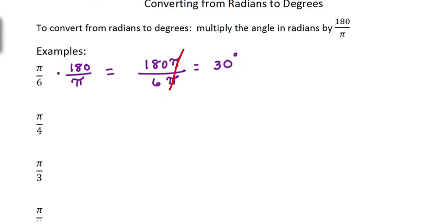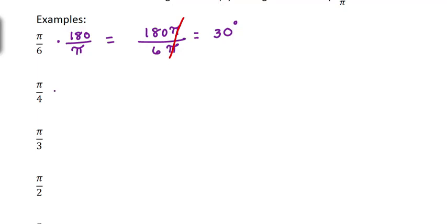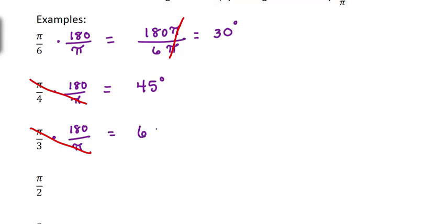So when we convert pi over 4, I bet you know that we're going to get 45 degrees. Now, as you're getting faster, you can say, well, these pi's are going to cancel. I'm going to have 180 divided by 4, so that's going to be 45 degrees. Pi over 3 times 180 over pi. Pi's are going to cancel. 3 goes into 180 60 times. These are common angles, and I'm hoping that you're starting to recognize those values now.